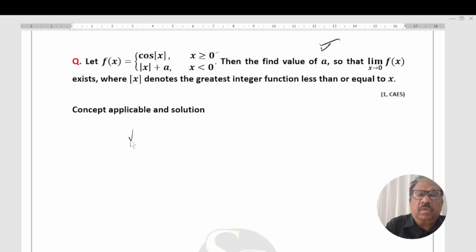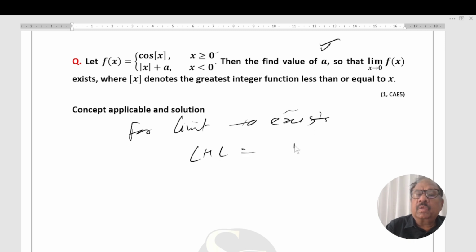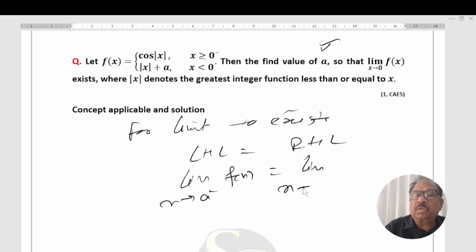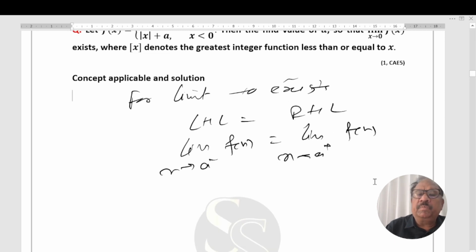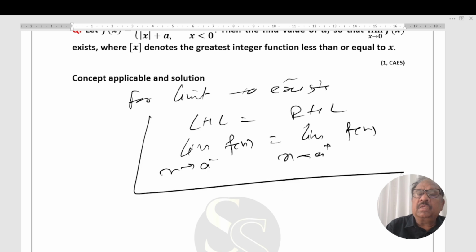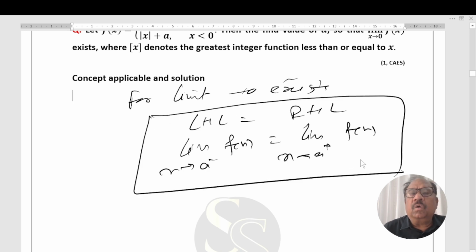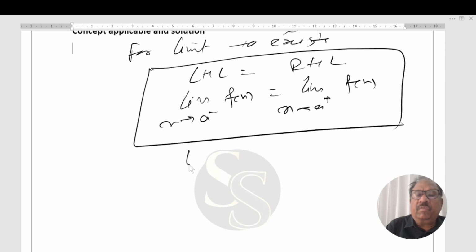Now, for the limit to exist, the left hand limit must equal the right hand limit, that is, limit x tends to 0 minus f(x) equals limit x tends to 0 plus f(x). This is the concept. Now come to the question. Left hand limit equal to right hand limit.